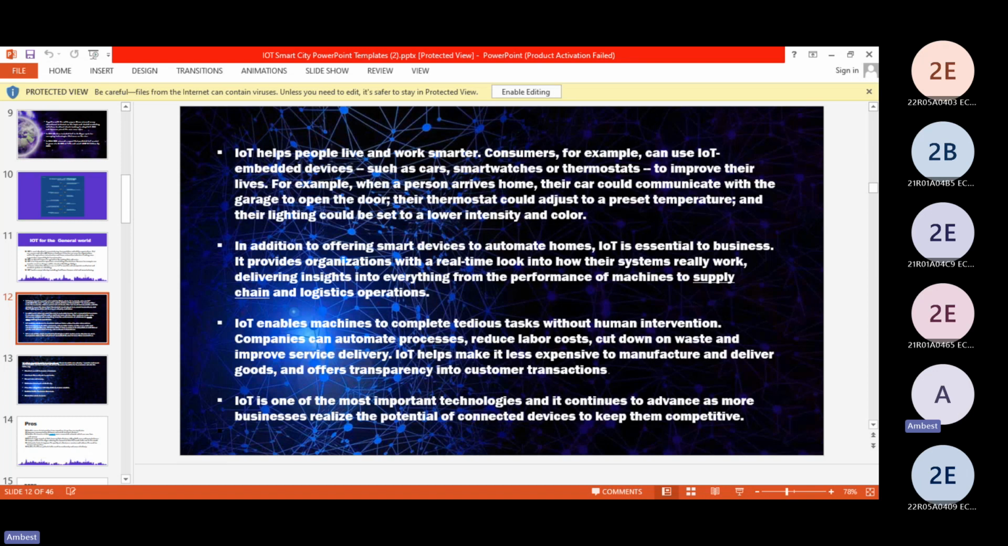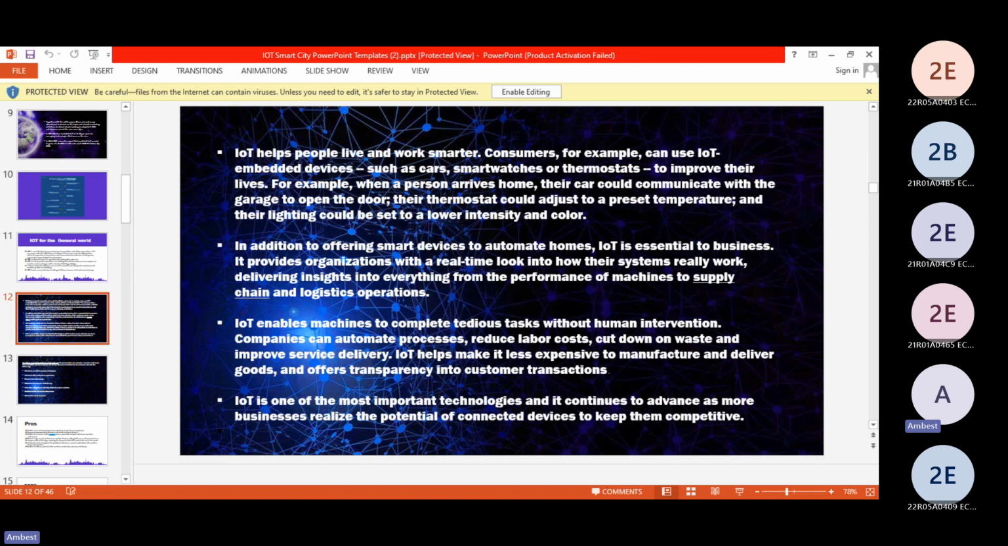For example, when a person arrives home, the car communicates with the garage to open the door. It could also adjust the exact temperature, and the lighting could be set to a lower intensity or any color specification. In that way, we control things within our IoT itself. We simply say it is being smart.